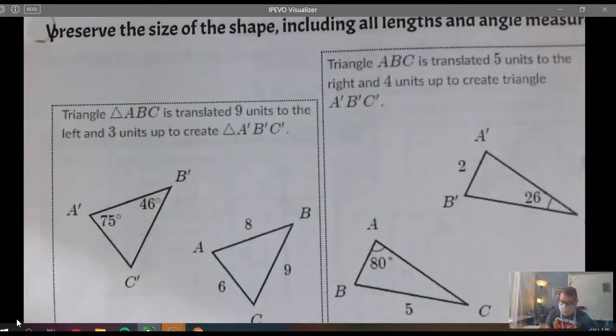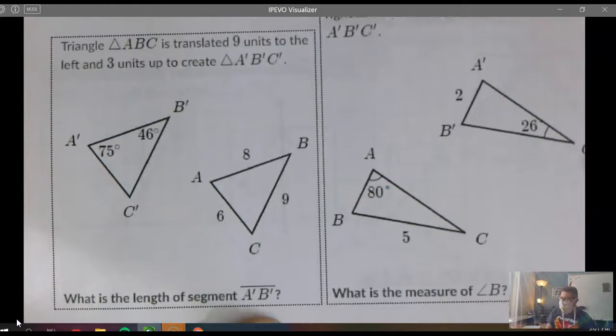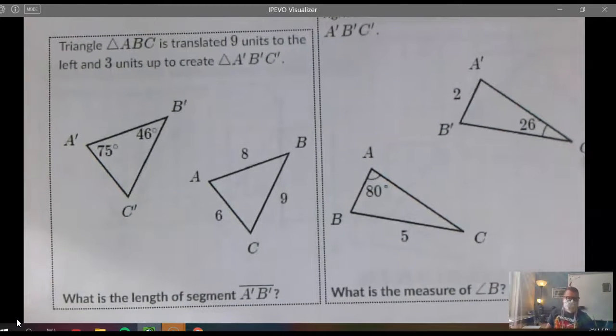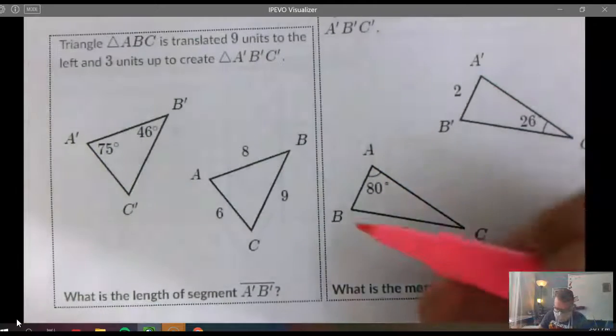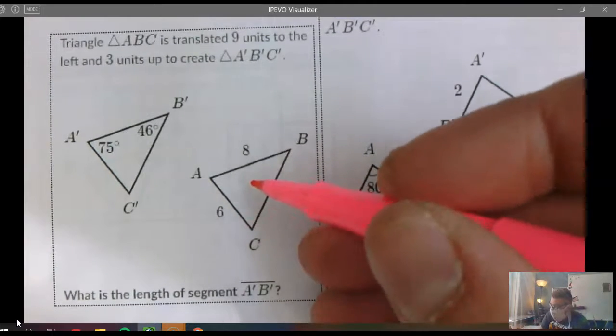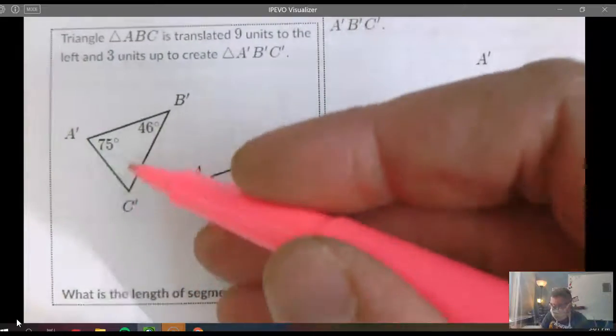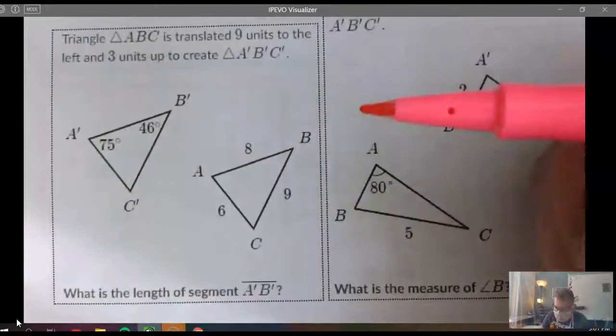What is the length of segment A prime, B prime? Well, if we know that everything on a rigid transformation gets preserved, what's the new AB? 8, right? That feels too easy. Let's label all of the parts, right? So if I didn't know it on the original, let's label it. If I don't have it labeled on the prime shape, let's label it.